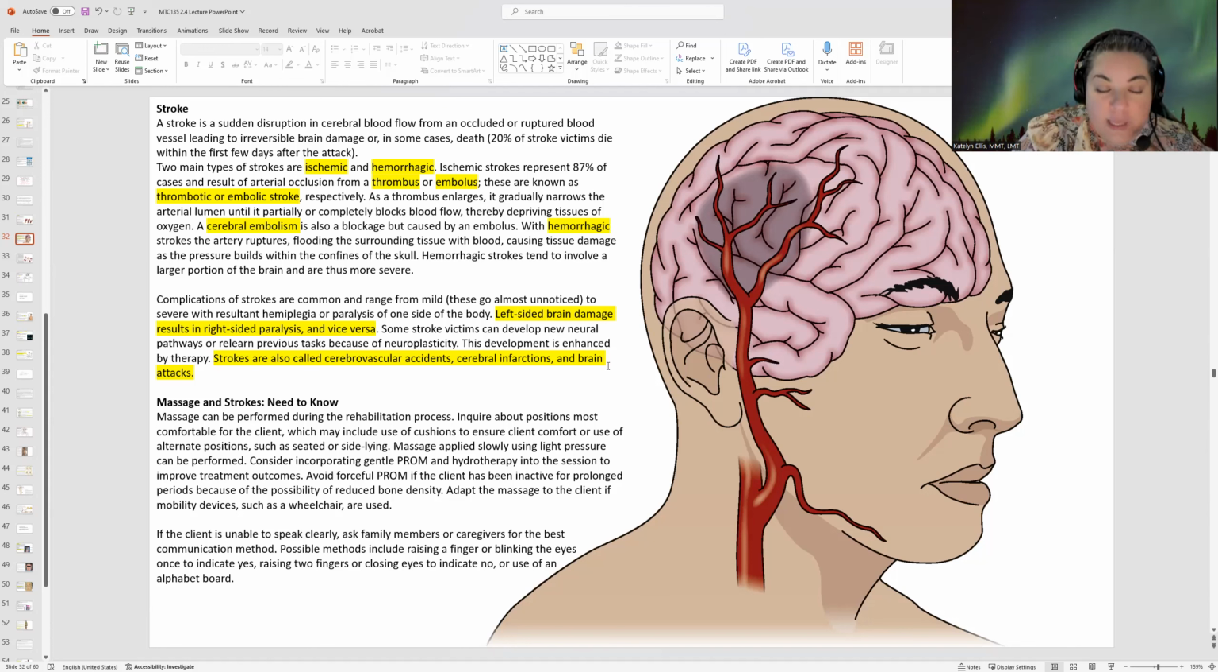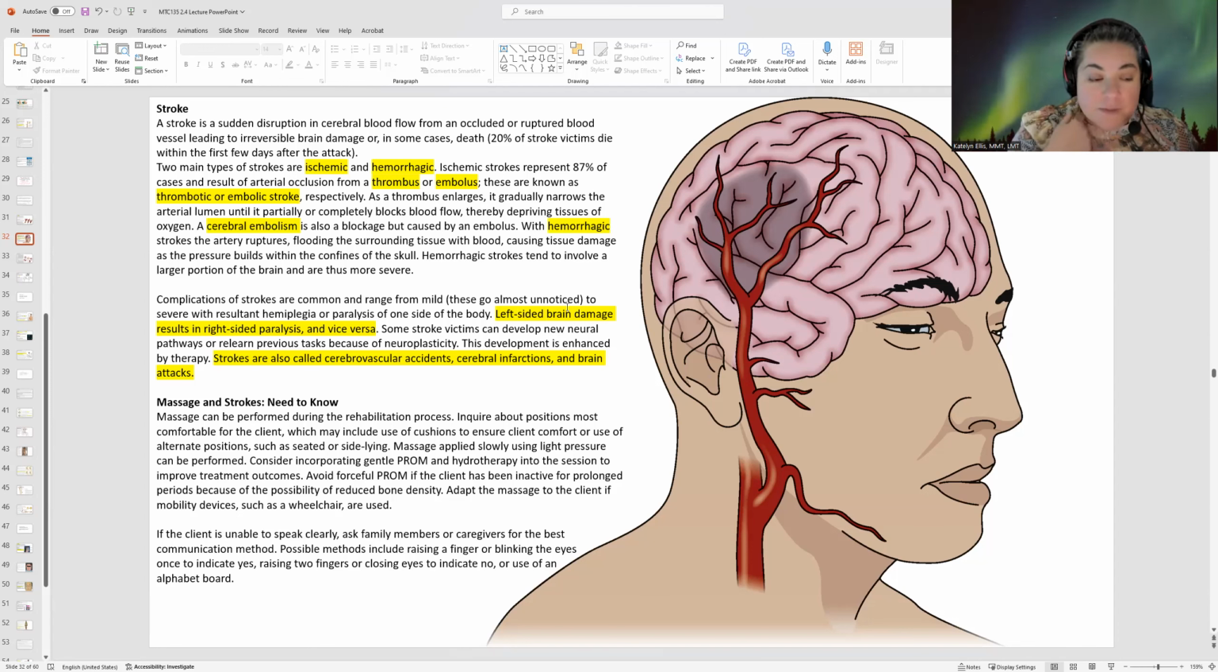One super cool thing, neuroplasticity really slows down after age 26. That's a term that's a throwback to 115, right? To our advanced anatomy class. Some stroke victims develop new neural pathways or can relearn previous tasks because the brain can create new pathways for the nerves to communicate with each other. This is called neuroplasticity. Super cool.